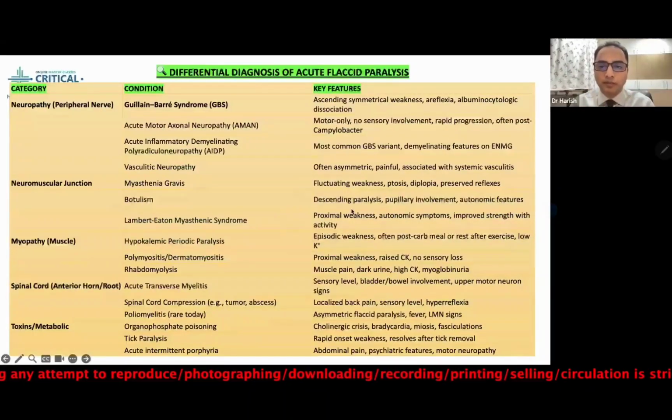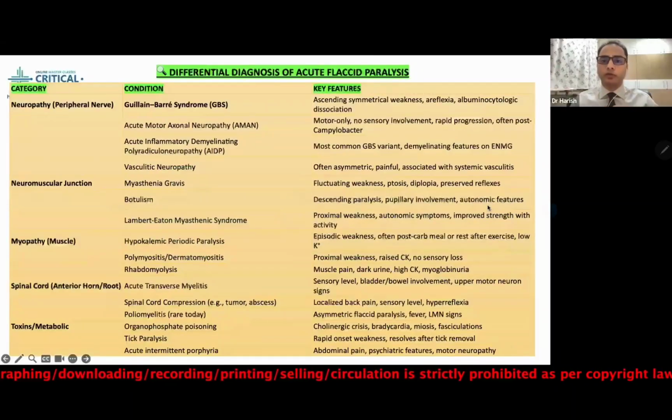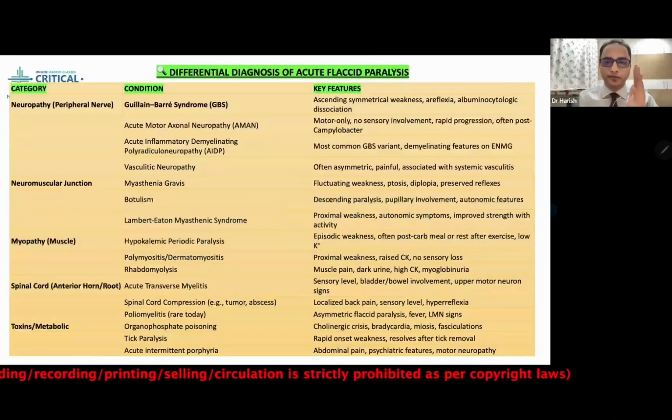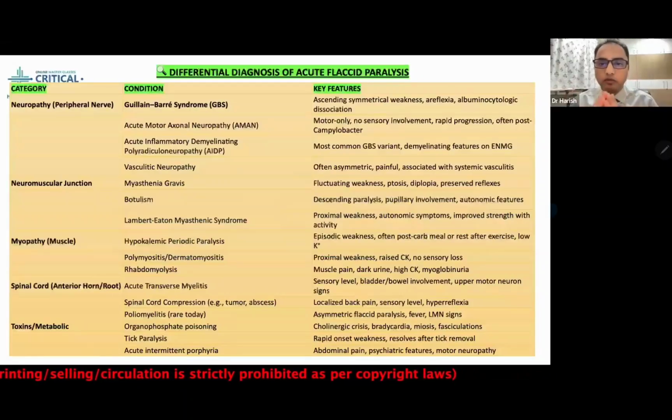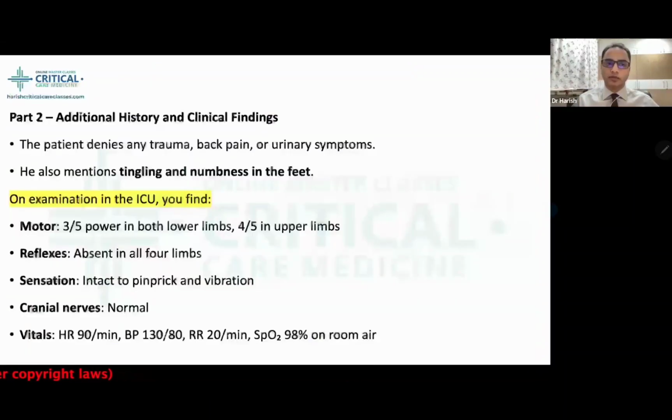Botulism has a descending paralysis and pupillary involvement, so autonomic features are going to be there. So these are some of the differentiating key features. You can just go through this table, in terms of the overall differential diagnosis for acute flaccid paralysis.